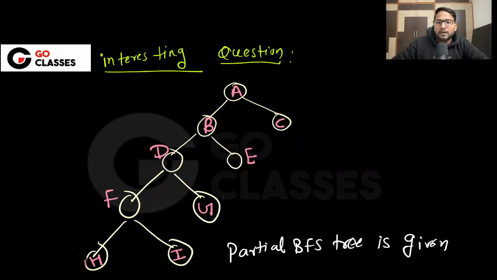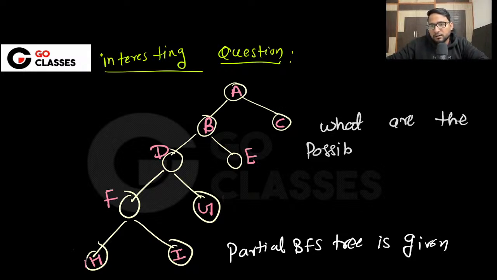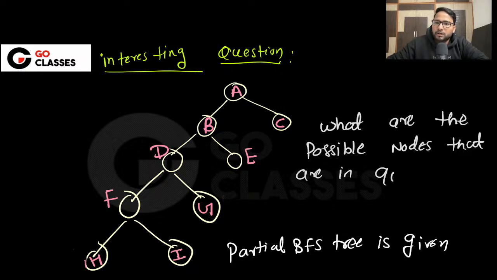So suppose the partial BFS tree is given, which is something like this. Now you tell me, what are the possible nodes that are in the queue? Okay, what are the possible nodes that are in the queue?